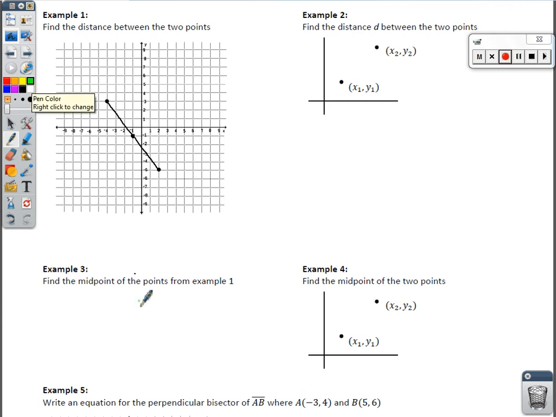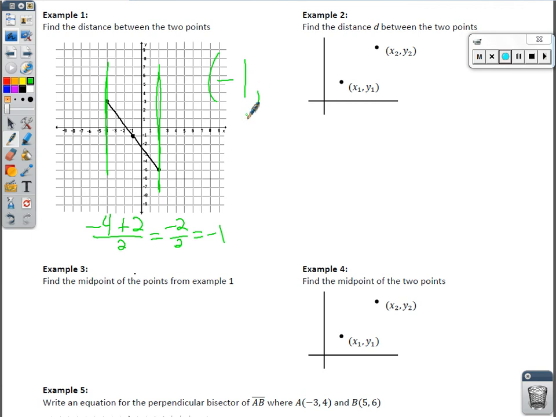So if we want to know the midpoint of that, we can split it into 2 components. We can say, let's find the middle of the x values, and then let's find the middle of the y values. So for the x values, we can say, well, look at this x value of -4, look at this x value of 2. Let's find the halfway point between those. Well, how do you find the halfway point between 2 numbers? You average them. So we're going to take -4 plus 2 and divide by 2. We're going to average the 2 x coordinates. So that's -2 over 2 equals -1. So that tells us that our x coordinate is -1.